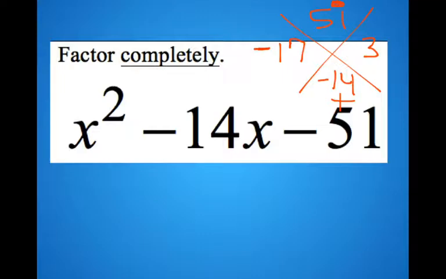We've got to make sure that's a minus 17. That should be a minus 51. And so we can go right to the answer. So we're going to go x and x in the first 2 spots, minus 17 plus 3.